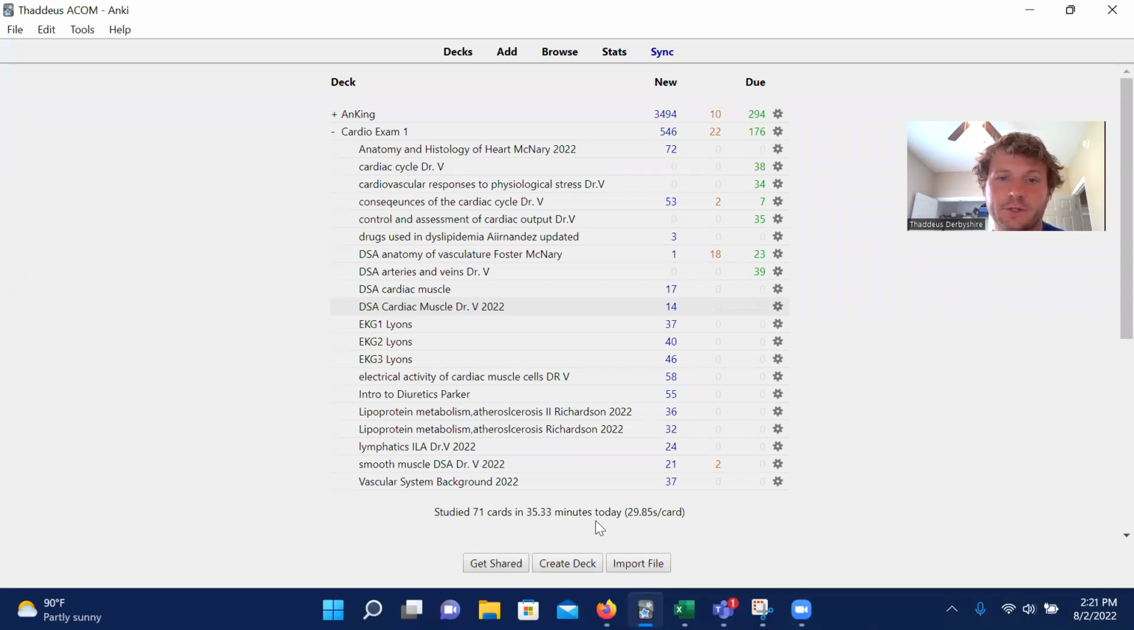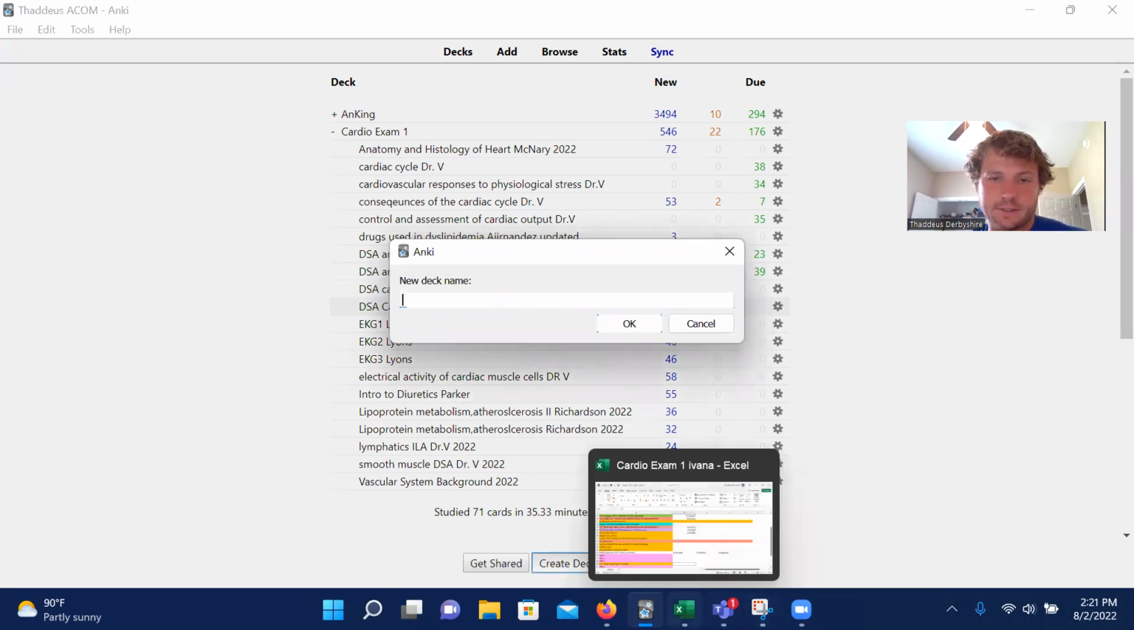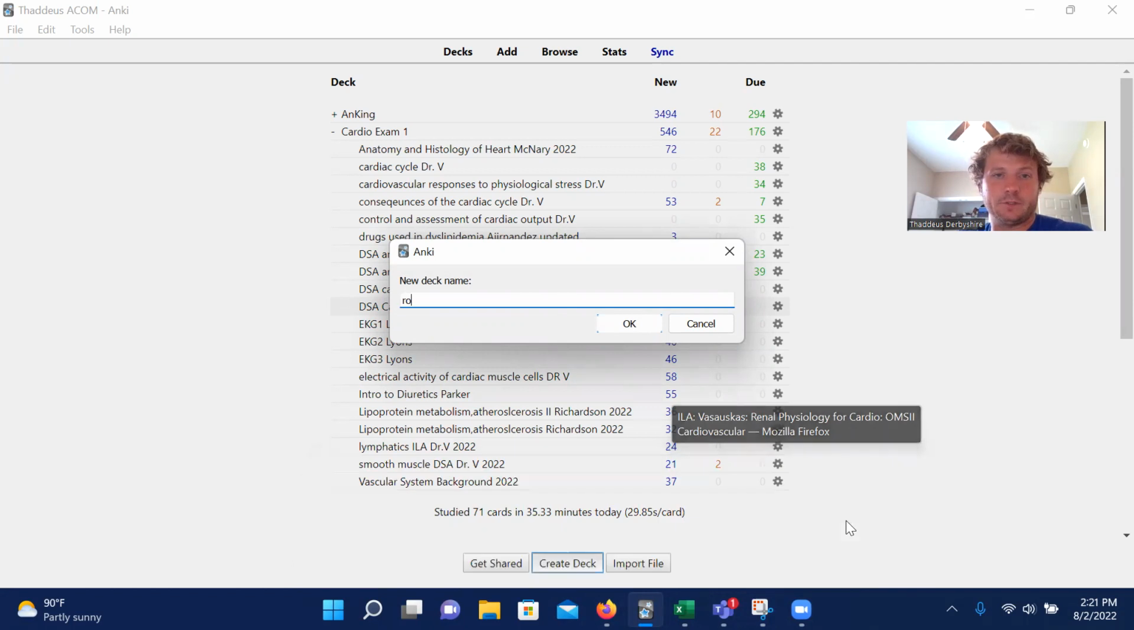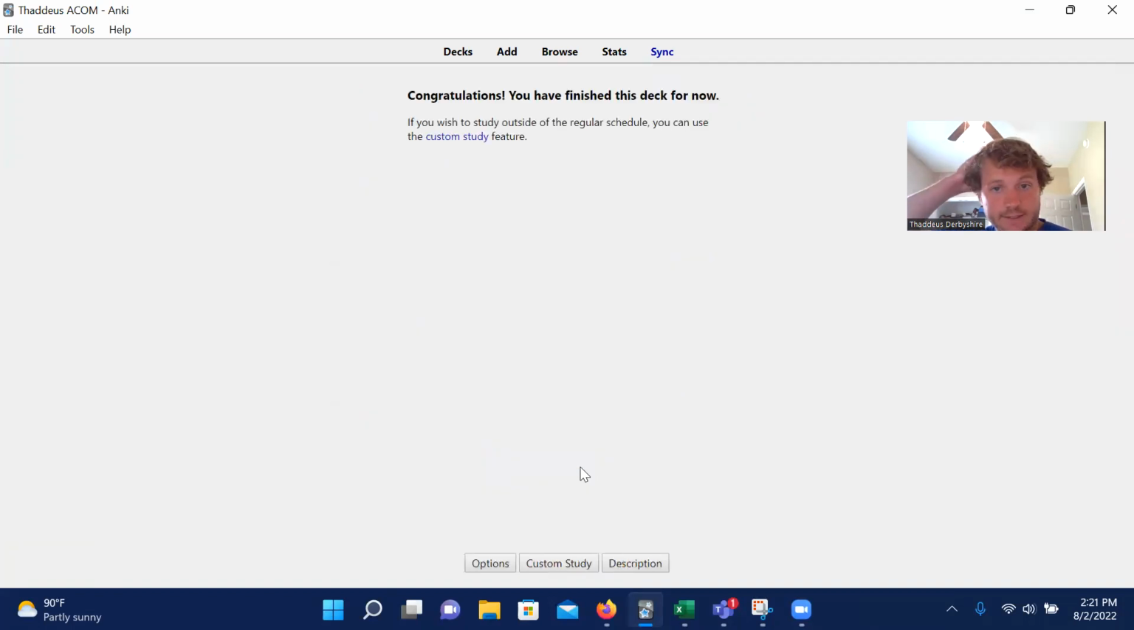So essentially what I would do is I'll create a deck, right? And so this next one is something like role of renal system and control of arterial pressure, right? So role of renal system and control of arterial pressure. He's the teacher. So I just throw it in the same deck with the rest of everything that I have here. And then I'll click on that deck.